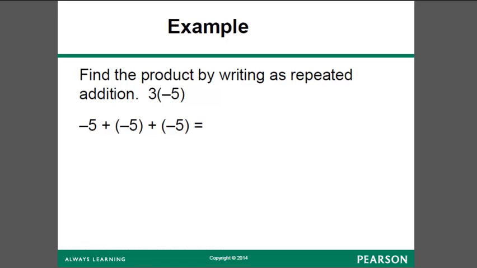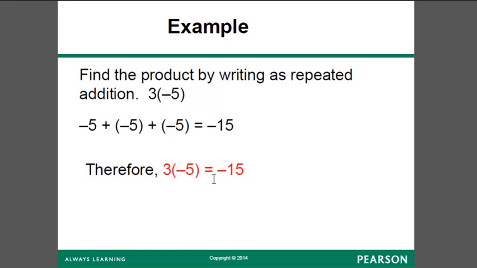When we want to find the product of 3 times -5, we can write the product as repeated addition, as we've seen in other videos. 3 times -5 is the same thing as -5 repeated 3 times: -5 plus -5 plus -5. In that case, -5 plus a -5 is -10, plus another -5 is -15, as shown here. Therefore, 3 times -5 is equal to -15.